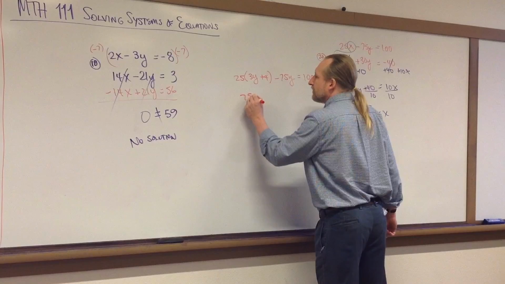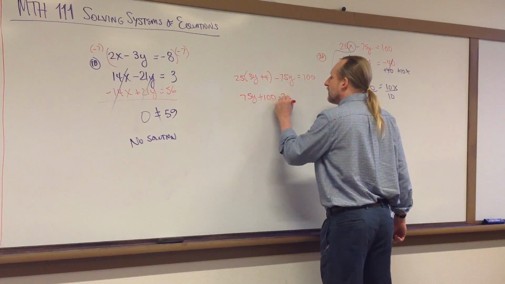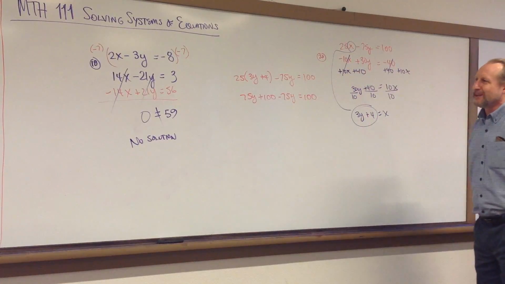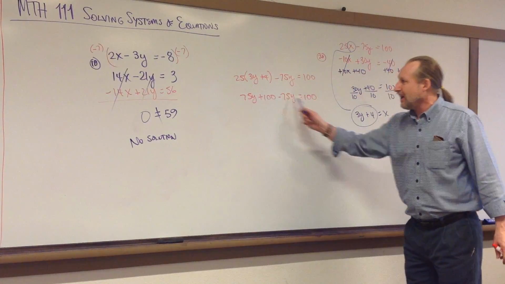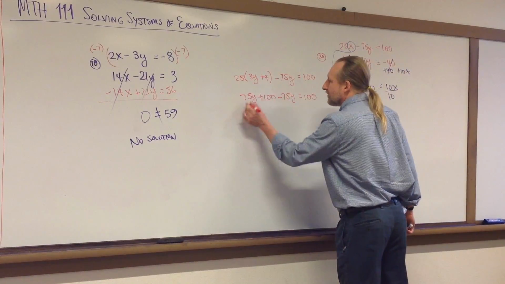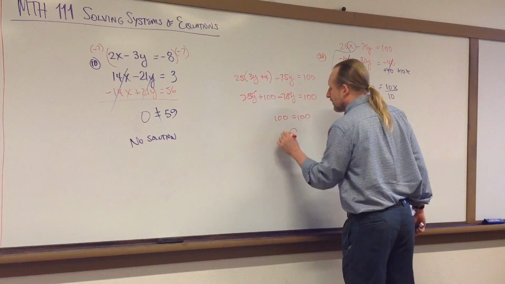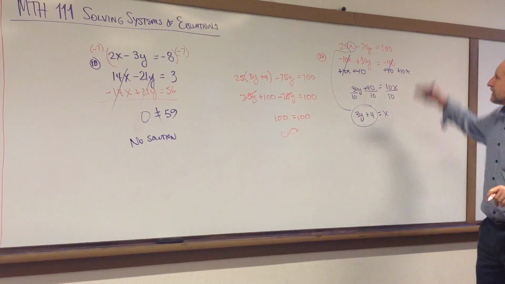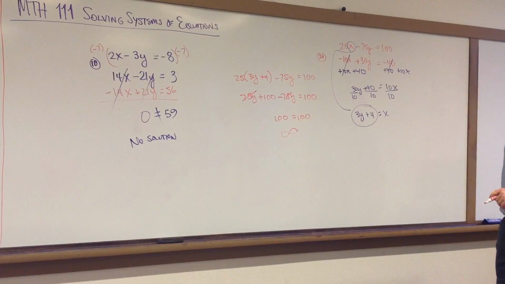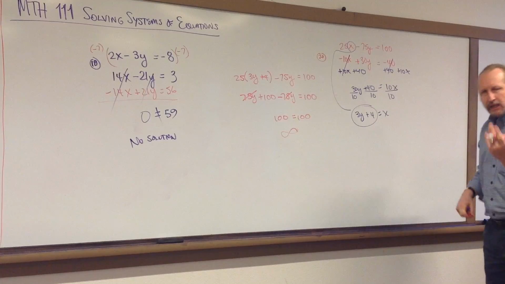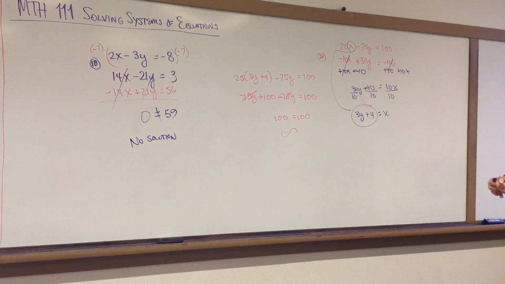So 75y plus 100 minus 75y equals 100. You see where we're headed with this? These 75y's are going to cancel each other out and make 0. That's going to leave us with 100 equal to 100. We have an infinite number of solutions. This is the same line twice. And so we can just leave it with infinite solutions. If we want to dig into this a little bit more, we can, but I'm just going to leave that there for this type of problem.